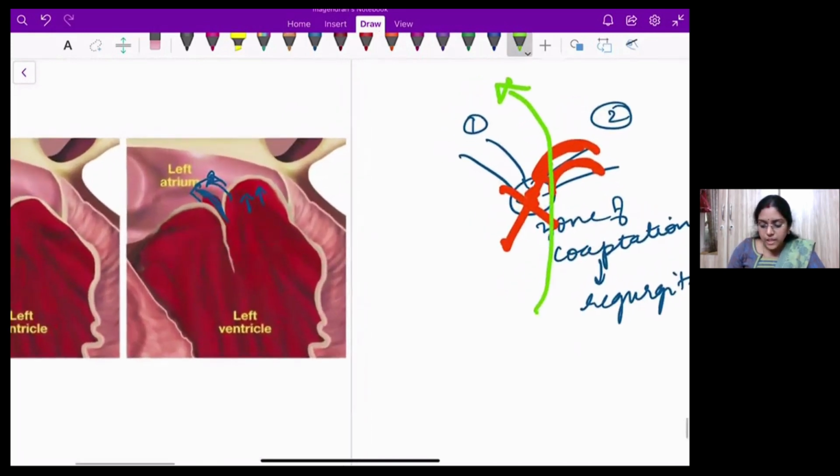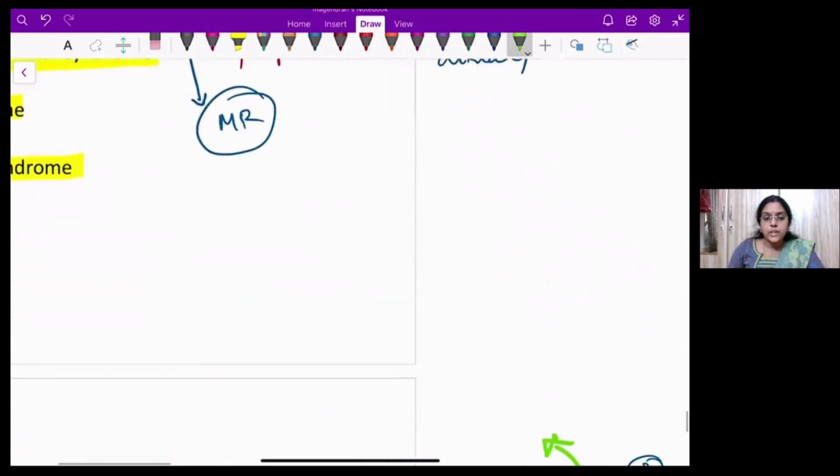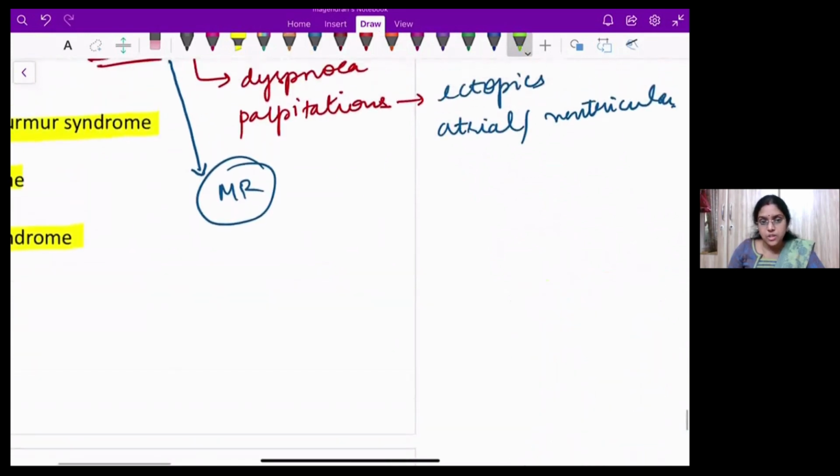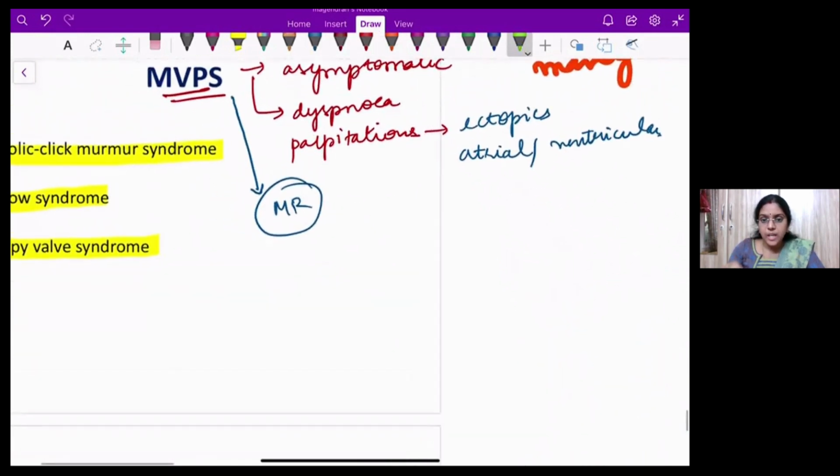Like I told you, when the patient develops MR, that is when you will give a surgical intervention for this patient. But when the patient is presenting with palpitations, then you will do a beta blocker therapy. You can diagnose mitral valve prolapse syndrome easily by echocardiography. There are some criteria by which you can diagnose it, but at this level, we need to just know about this condition. We need to keep in mind that mitral valve prolapse syndrome can also produce an MR murmur.